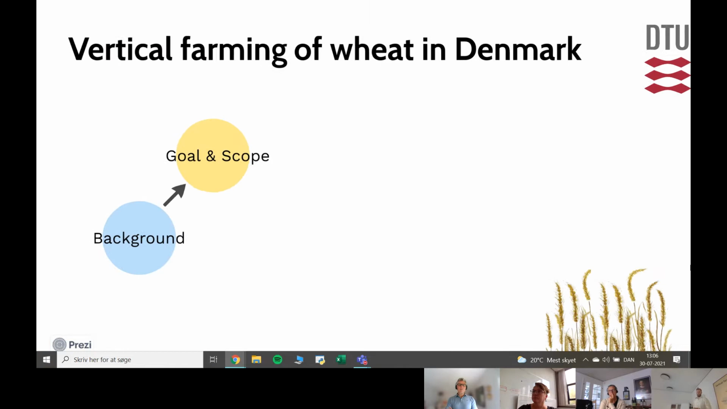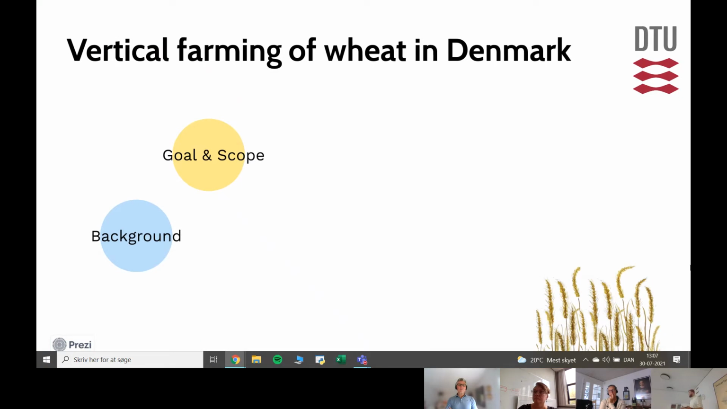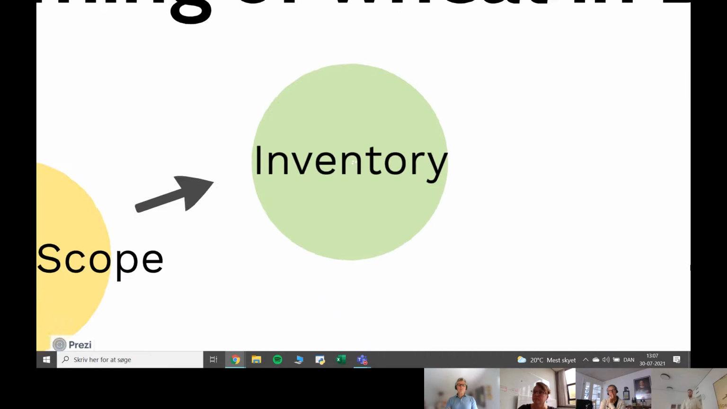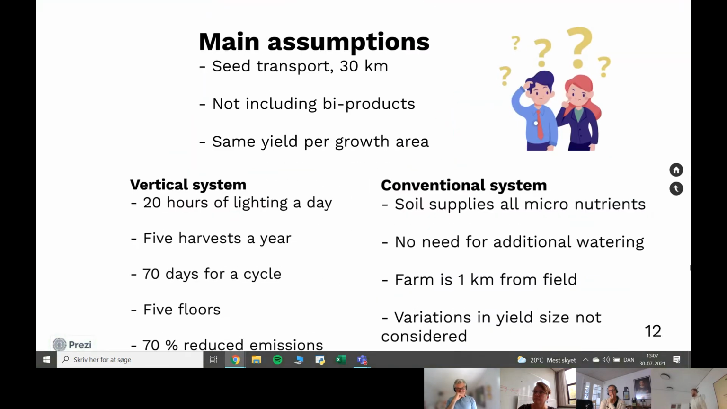So, having defined the goal and the scope, we can move on to the next step in the LCA, which is the inventory analysis. And here we have some of the assumptions. These are the main assumptions for both systems, where we have something about transport, but also the byproduct, and this is referring to the straw production. It's not included, as it is assumed to be the same for both systems, so it doesn't really add anything of value.